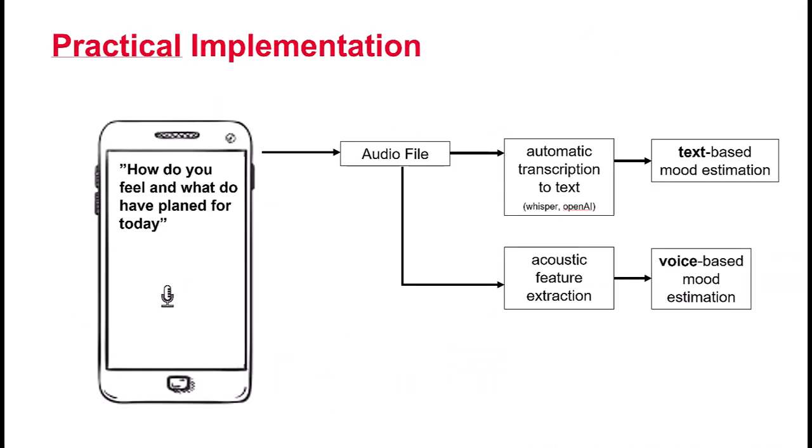How does this look like in practice? So we have the implementation on a smartphone, and the smartphone typically asks questions like, how do you feel and what do you have planned for today? And then participants talk into the smartphone, and we use the microphone to record the audio file. And this audio file, as I've said before, is then transcribed to text on one side for the text-based mood estimation. And we also do the acoustic feature extraction for the voice-based mood estimation.